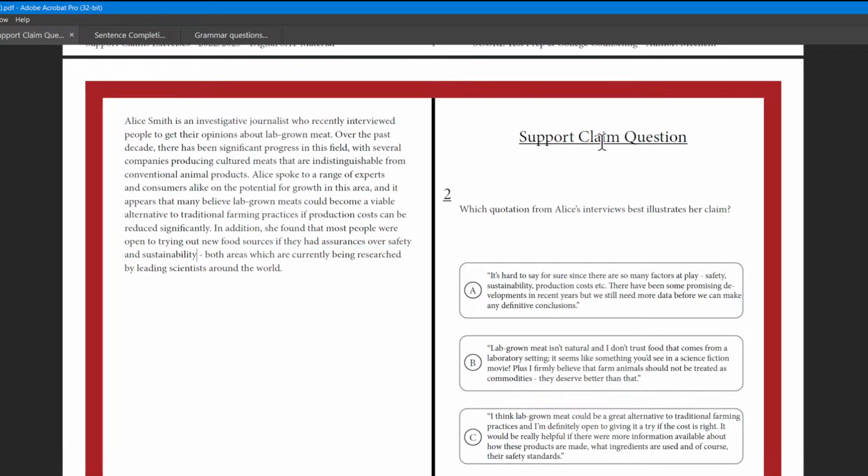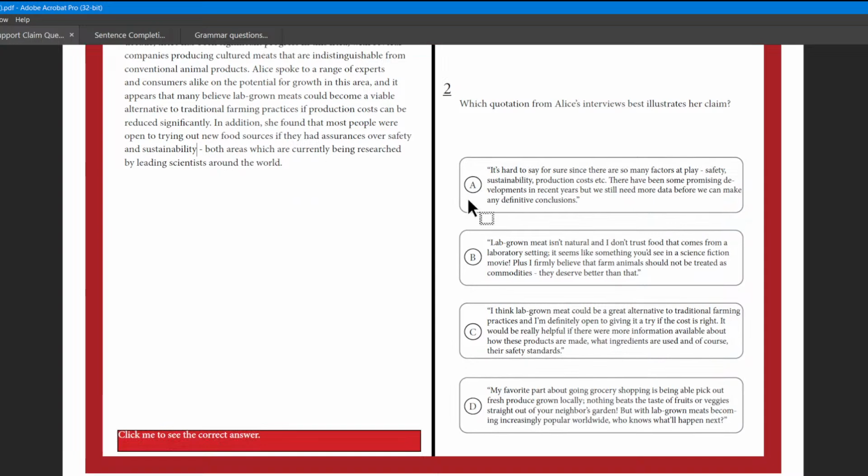You'll notice, again, sometimes supporting claim questions have longer answers that sort of force you to slow down a little bit.